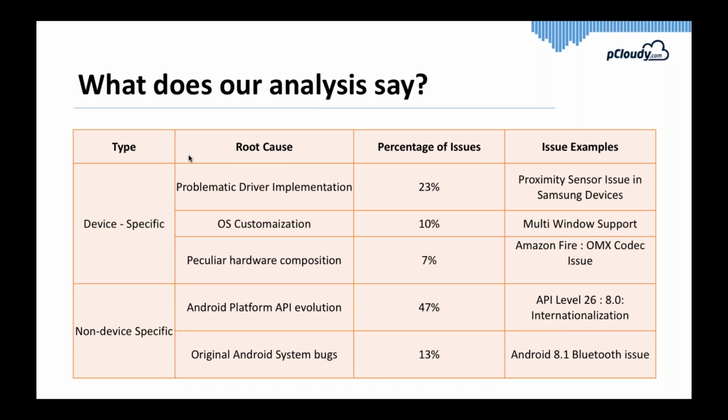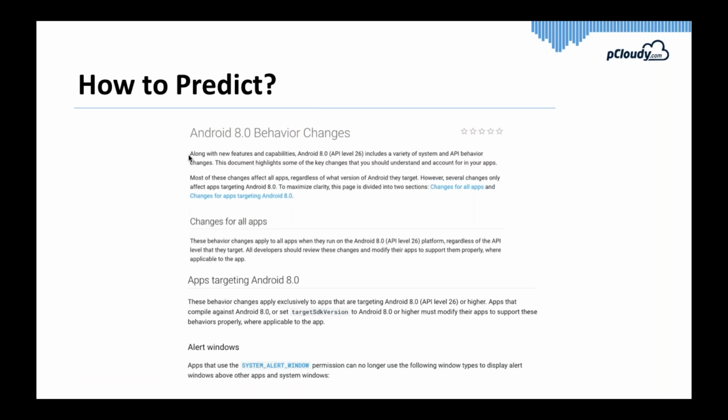And that takes us to the next stage: how do we predict? I'm not sure whether you follow the release documents shared by Google, which are available in the forums. The release notes clearly talk about the changes which can happen on all apps, or the impact which will happen on apps created for that specific version.